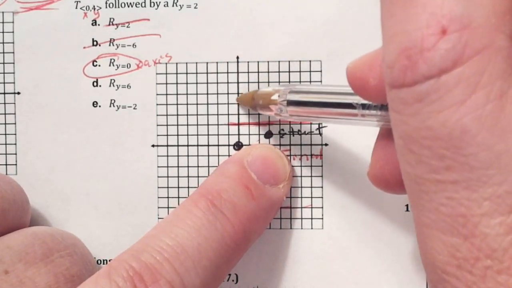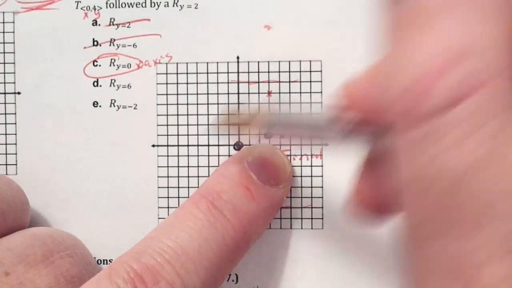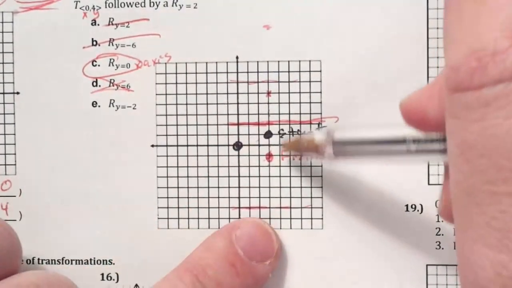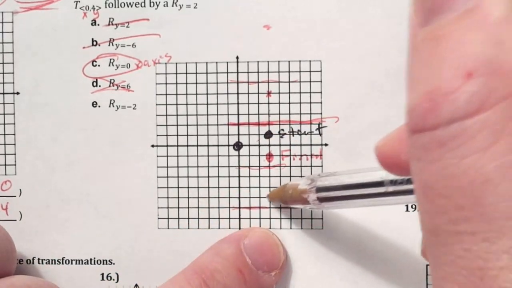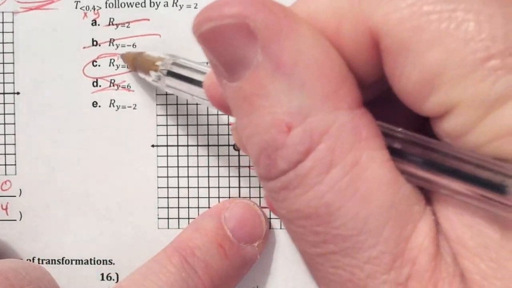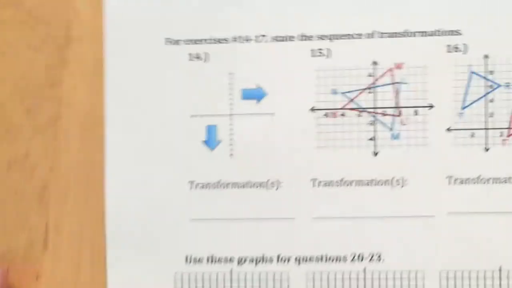That would be 4, 5, 6 right here. If I reflect over that line, I'd be way over here, so that doesn't work. And y = -2, that's down here. I would reflect over that and land down here. So no. The only one that worked was this one right here. So C was the answer. Okay, we're getting closer.